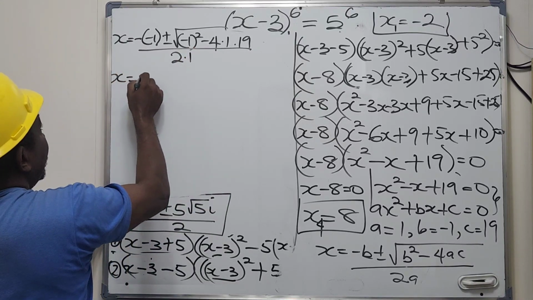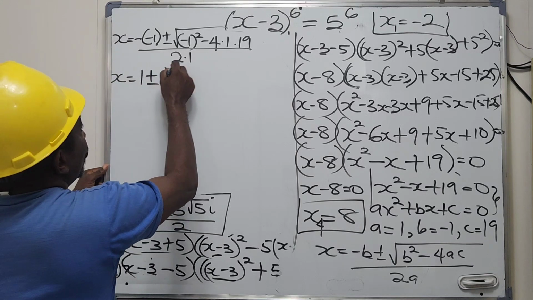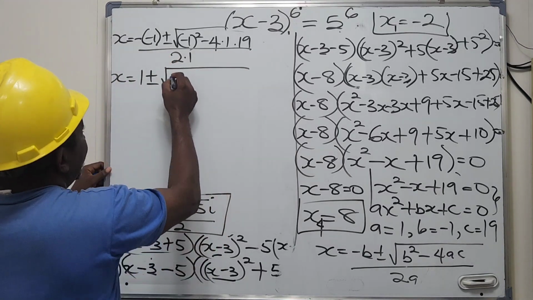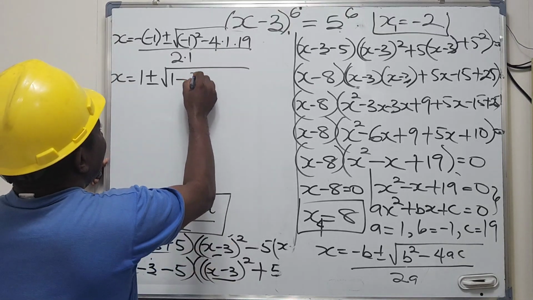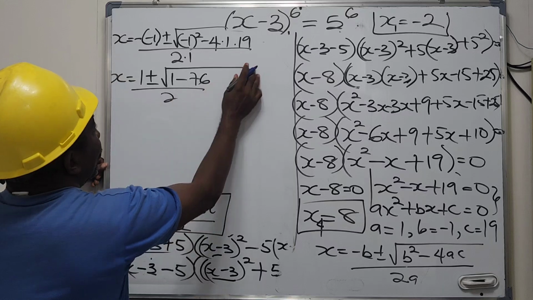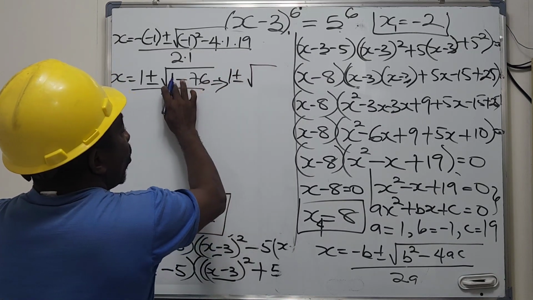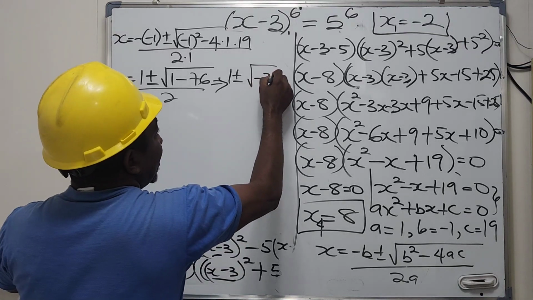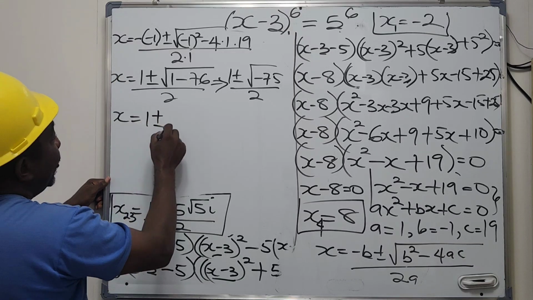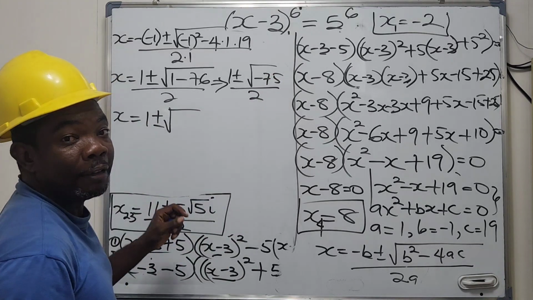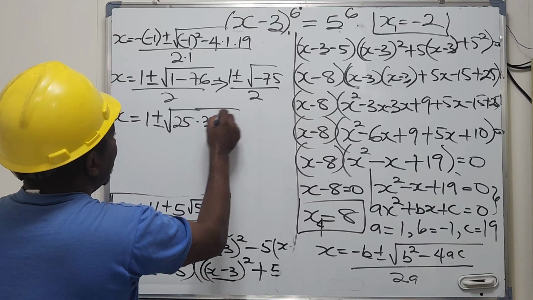This x becomes minus 1 times minus, which becomes 1, plus or minus square root of minus 1 to the power of 2, which becomes 1, minus 4 times 1 times 19, which becomes 76, all over 2. This is in the form 1 plus or minus square root of 1 minus 76, which becomes minus 75, all over 2. Our value of x will become plus or minus square root of 75, which is the same thing as 25 times 3 times minus 1, all over 2.